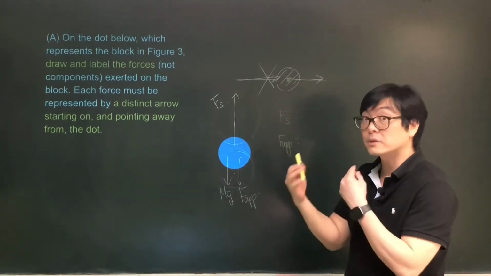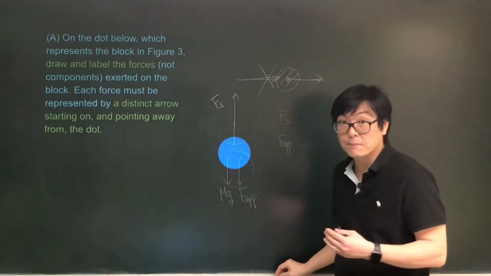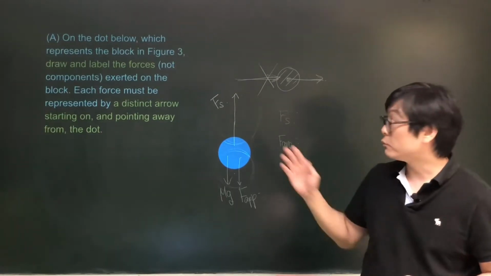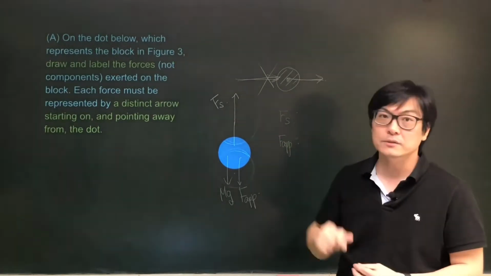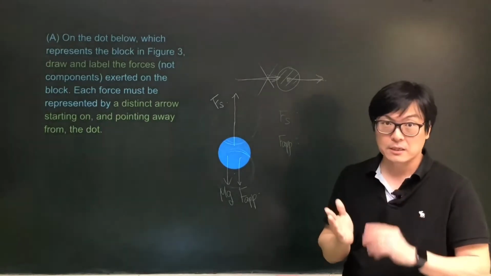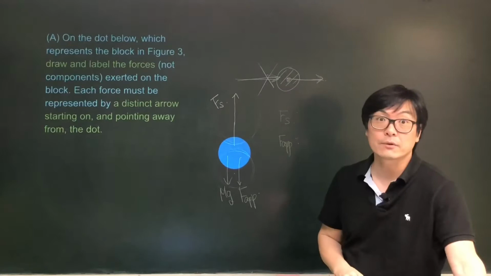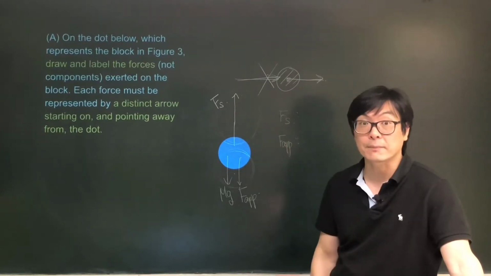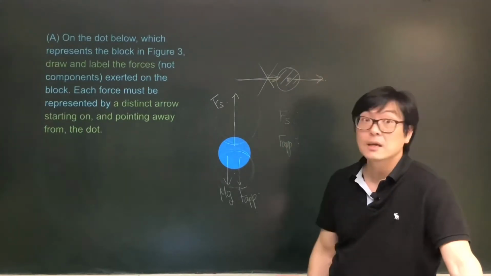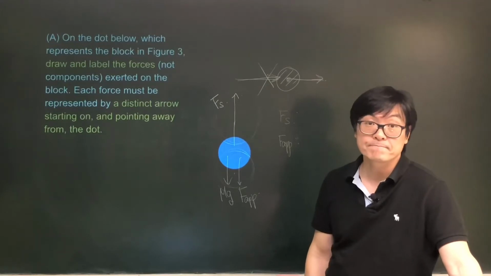So when you draw the free body diagram, we don't know the exact value, okay? But you should use reasonable relative lengths to draw the arrows for the forces on the free body diagram. That's the key thing and the answer for part A.